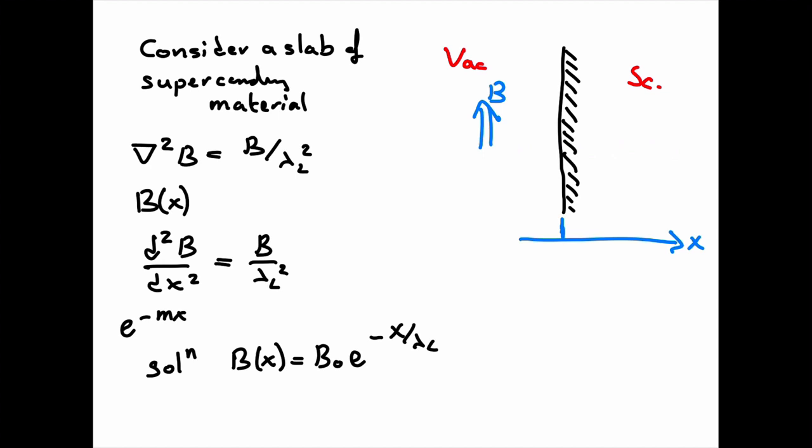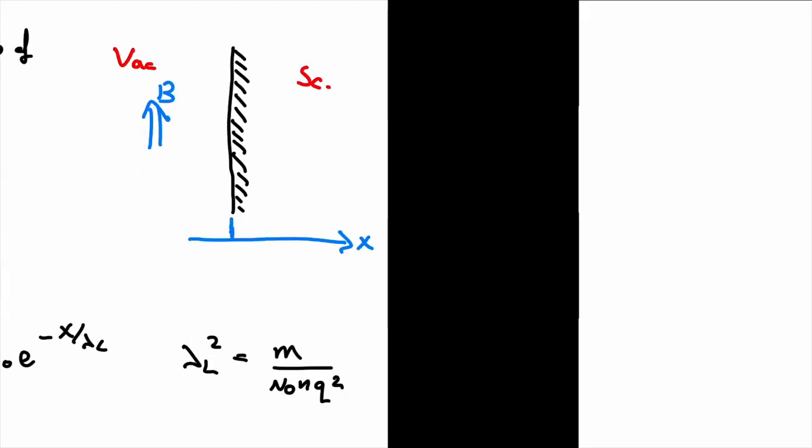And remember that lambda L squared was equal to m over mu naught n q squared. So you see now why I introduced lambda L early on, because it's actually a decay length. It characterizes the decay of the magnetic field into the superconducting material.